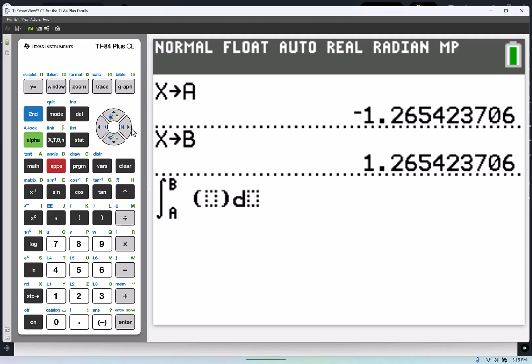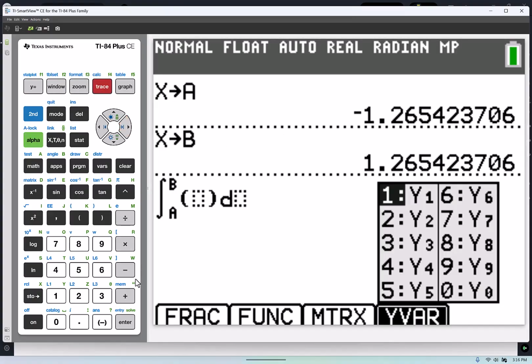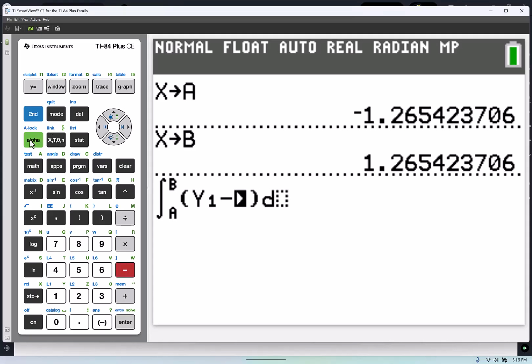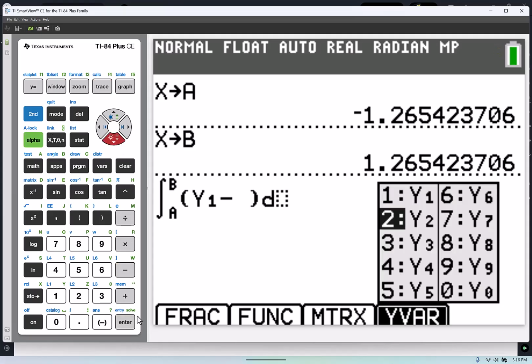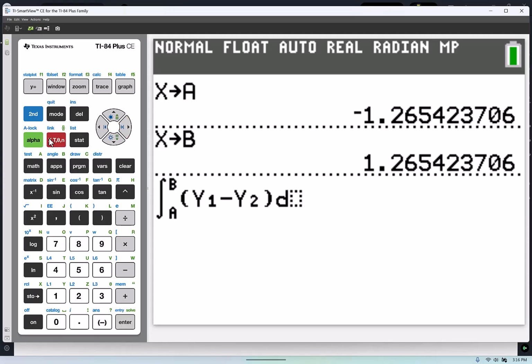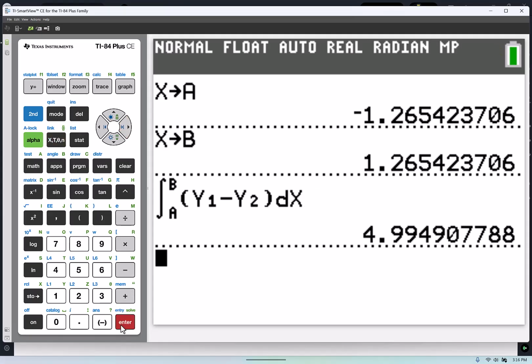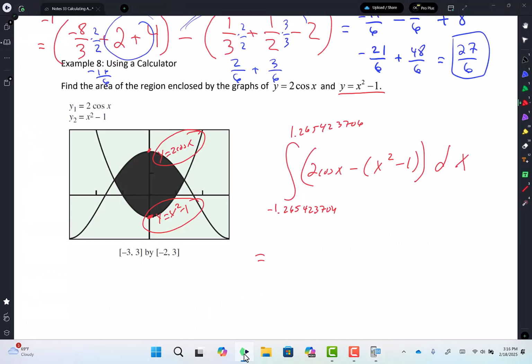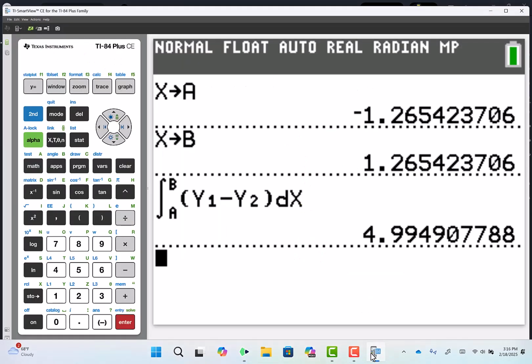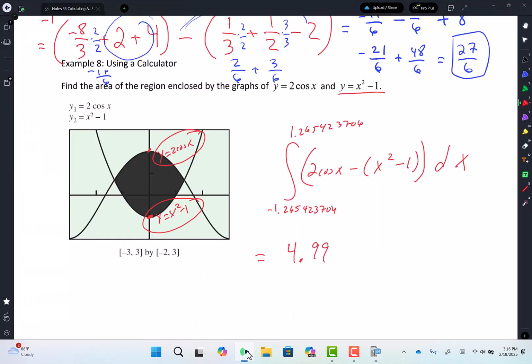See? And then I have, what do I have? I have the 2 cosine x in y1, alpha trace y1, minus alpha trace y2. I go to x, I push x, bam. There it is, guys. 4.9949. Always how many digits? At least? At least 3. Can you write more? Matter of fact, I would like for you to write more. 4.99490 or 91. 4.999490. That's fine.